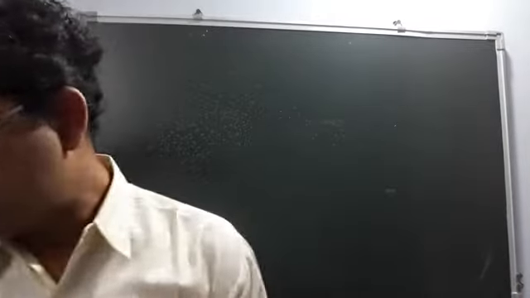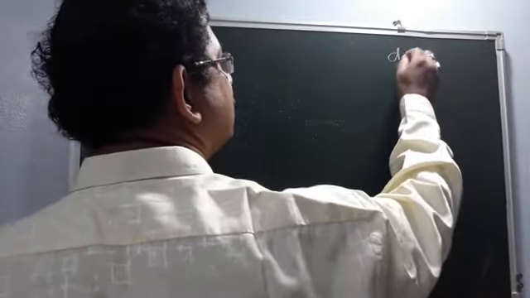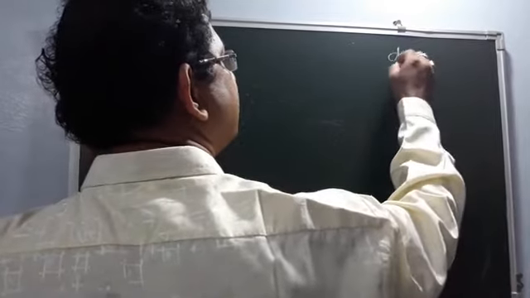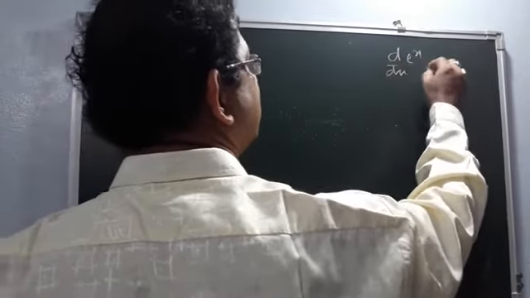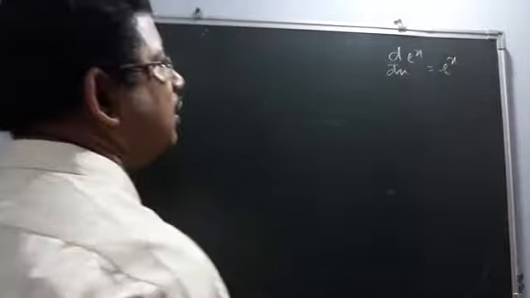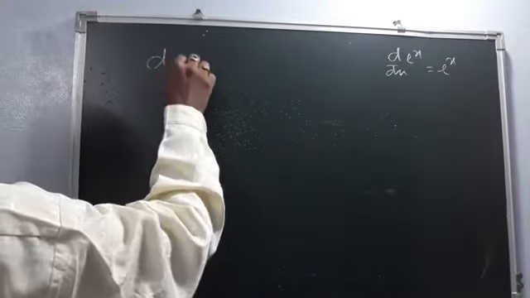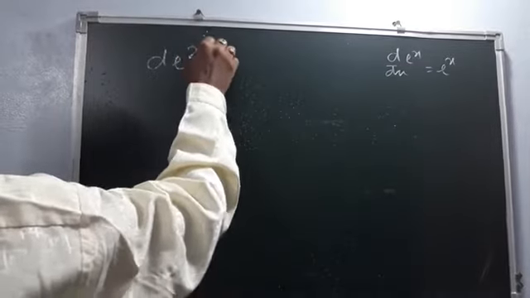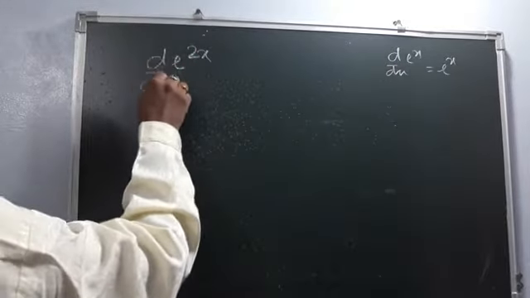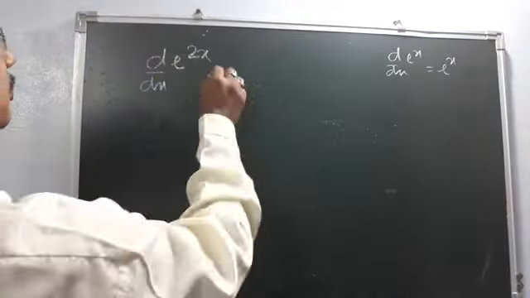Now in your syllabus, the chain rule is there. So what does chain rule mean? We have already done that the differentiation of e to the power x with respect to x is e to the power x. Suppose we want the differentiation of e to the power 2x, what will be the value?